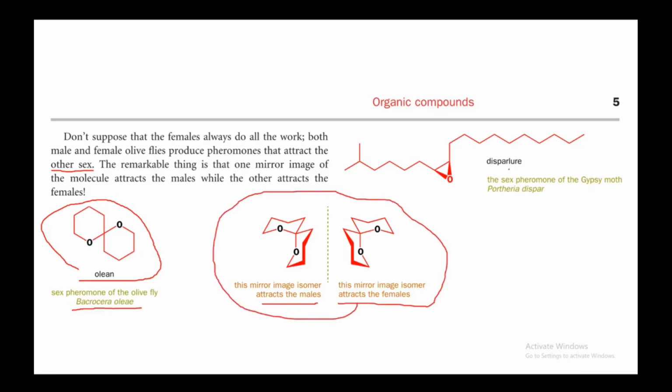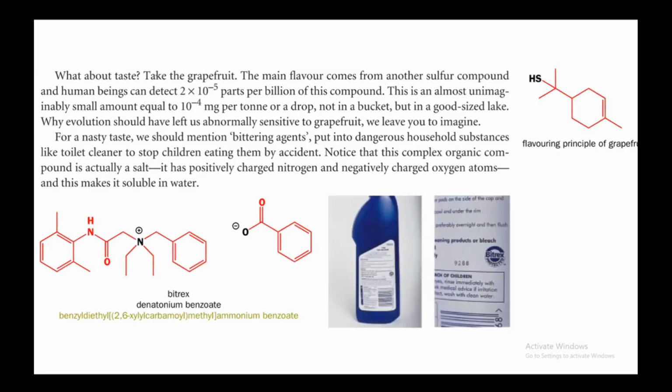This is disparlure, the sex pheromone of the gypsy moth, Porthetria dispar. What about taste? Taking the grapefruit, the main flavor comes from another sulfur compound, and human beings can detect 2×10⁻⁵ parts per billion of this compound. This is an almost unimaginably small amount, equal to 10⁻⁴ mg per ton, or a drop, not in a bucket but in a good-sized lake. This is the compound responsible for the flavoring principle in grapefruit.